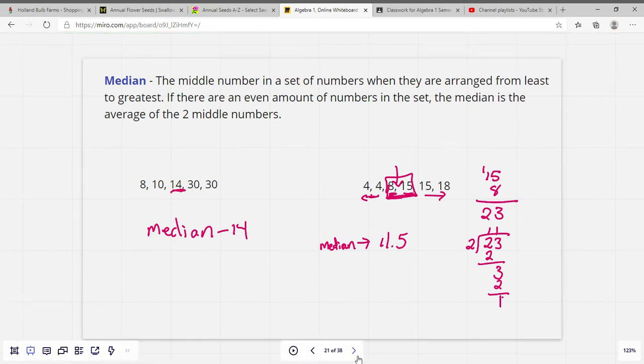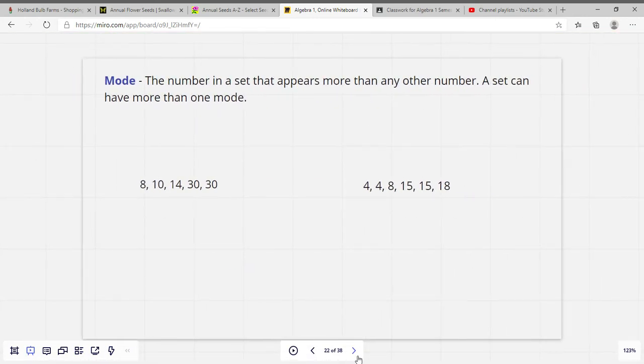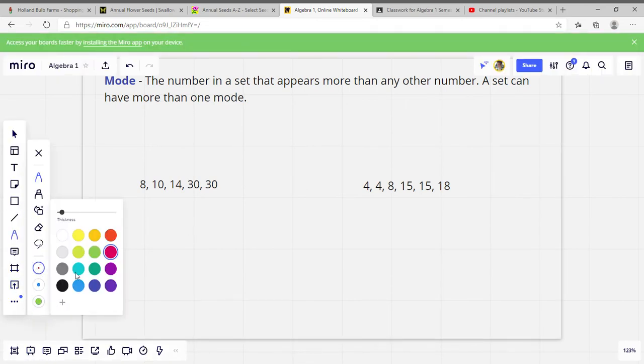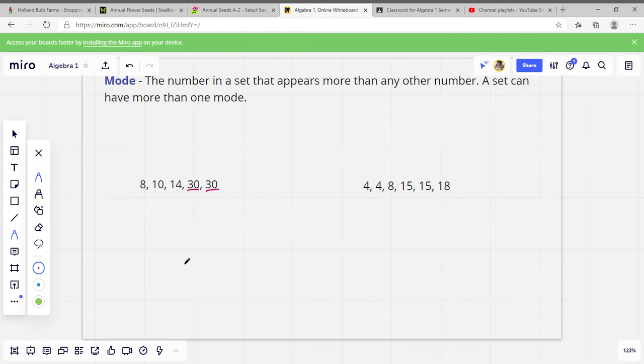All right, the next word we're going to learn is mode. And the mode is the number in the set that appears more than any other number in the set. You can have more than one mode. All right, so which number in this first set appears the most? And in this first one, we've got 30 twice. So the mode for that set is 30.